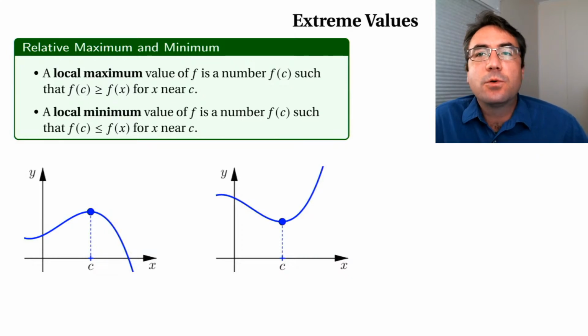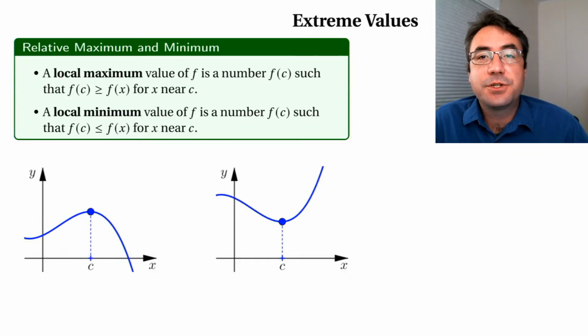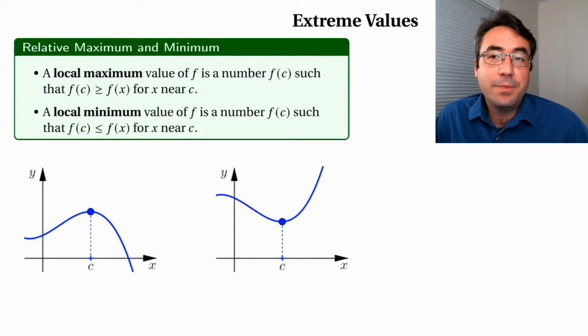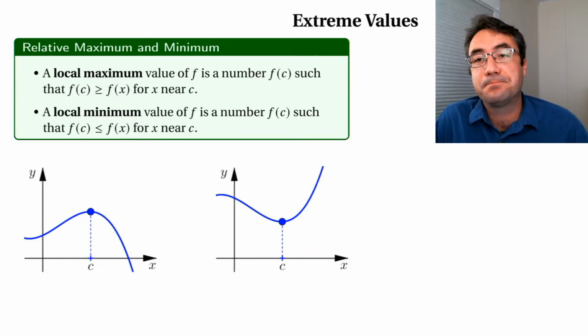So we say that a local maximum value of our function f, well, it's a number f of c such that f of c is greater than or equal to all of the other function values f of x for x near c. And then a local minimum is just a value of our function, so f of c, such that f of c is less than or equal to all of the other function values f of x for x near c.